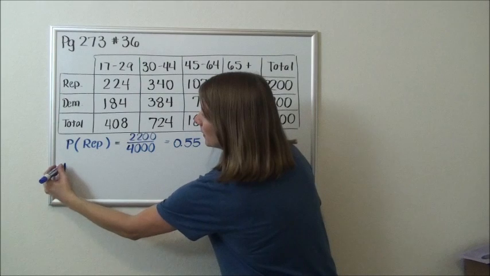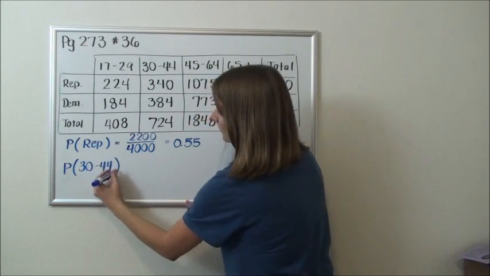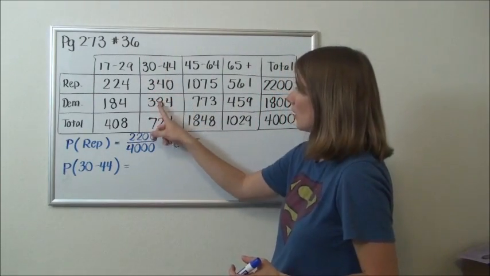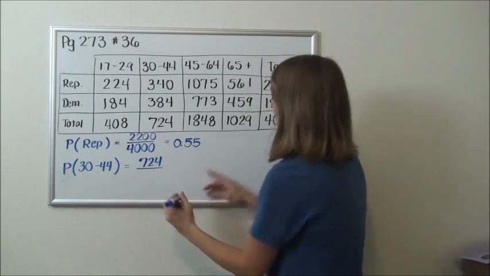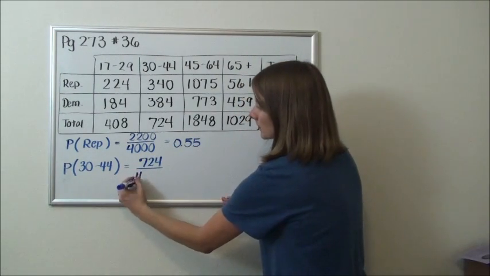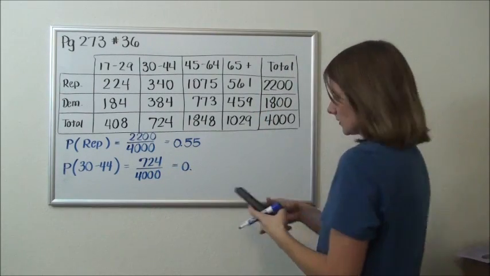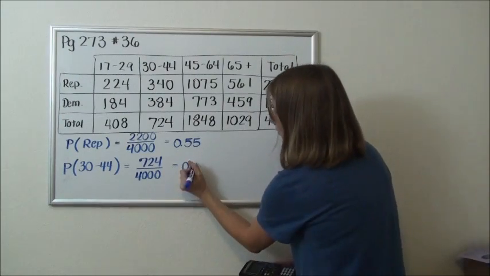Let's look at the probability that someone is aged 30 through 44. So I want to know how many people are in this age group. Altogether there are 724 of them out of 4,000 people total. And so my decimal would be 0.181.